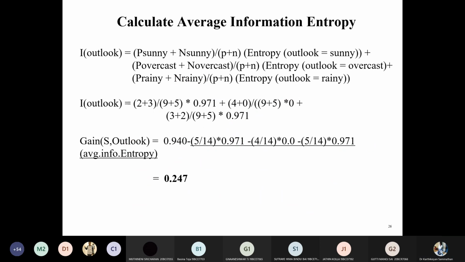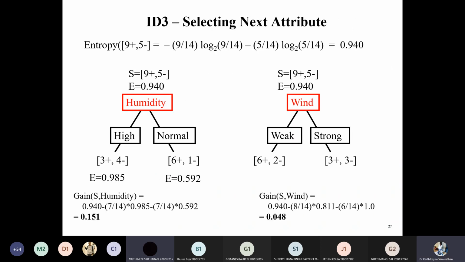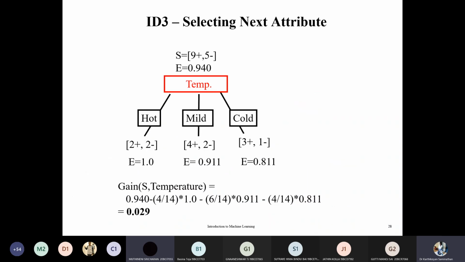Same, you calculate the I value here for outlook. Then finally you calculate the gain for S and outlook. So you perform the negation and you will get 0.247. Same, you calculate for humidity and wind. So you will get gains of 0.151 and 0.148. Then you compare all the gains.